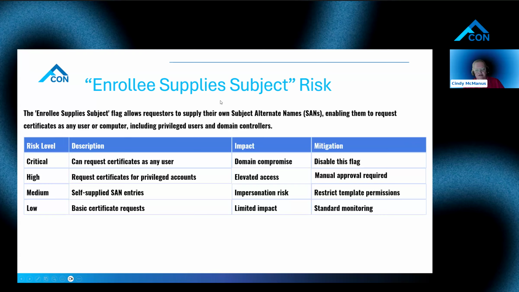So this is that subject alternate name, the enrollee supplies subject. So if you've got a web server named server 1 and you're trying to run your Fulcrum website on it, your subject alternate name would be www.fulcrum.com or whatever you choose. You want to make sure that it's not requestable by just any user.